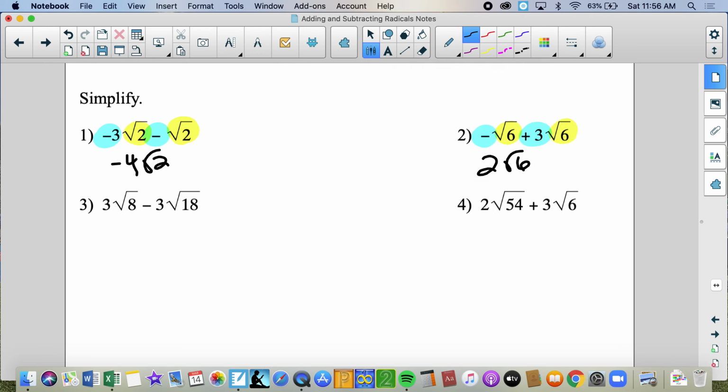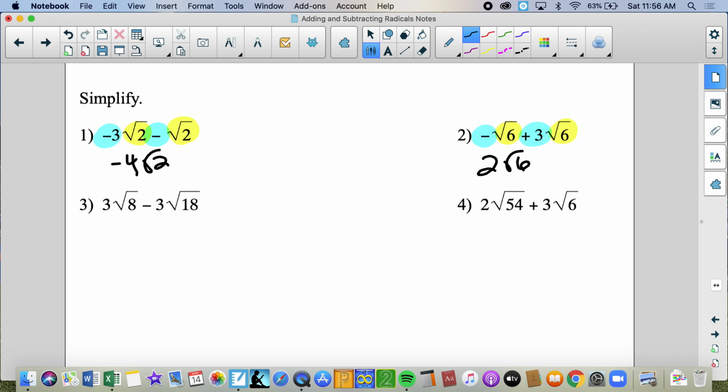Number 3, we look and we first initially see, hey, rad 8 and rad 18 are not like terms. Those are not the same radicals. However, we have to remember, can we simplify? And yes, we can in fact simplify rad 8 to rad 4, rad 2. Remember, we're looking for factors that are perfect squares. 4 is a perfect square, so I can simplify that. And 3 times 2 is 6. So 3 rad 8 simplifies to 6 rad 2.